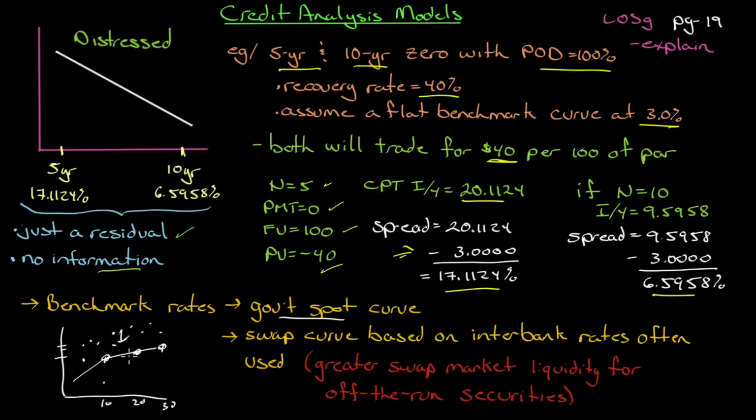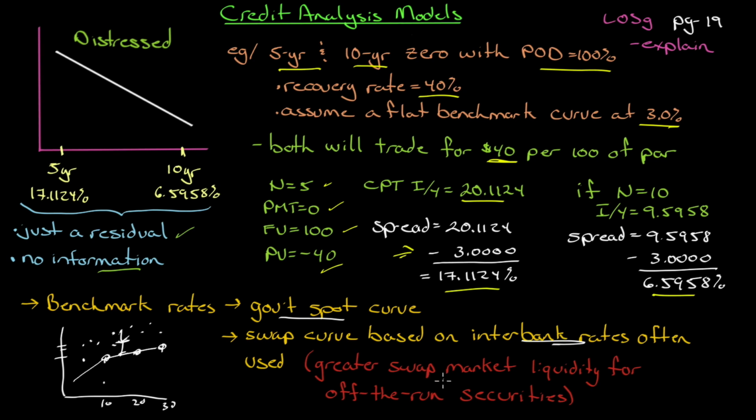So if we have a 15-year corporate bond, what's the credit spread? Well, we would have to interpolate between the 10 and the 20 and determine what the spread is above that curve. That's called the G-spread. Using a swap curve would be better. The swap curve is based on interbank rates.